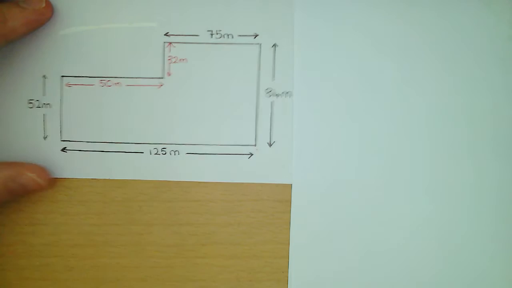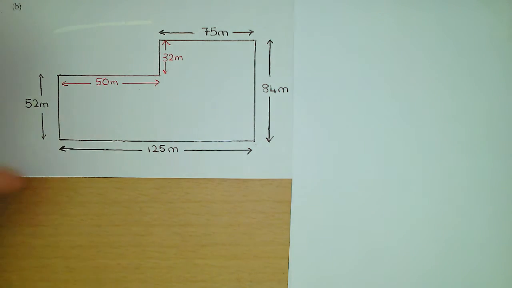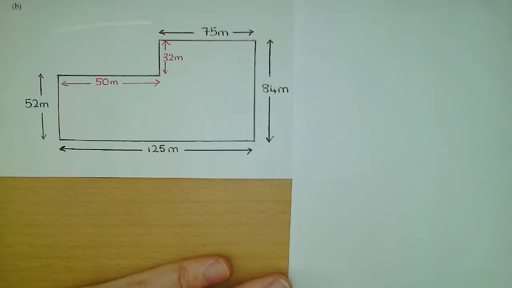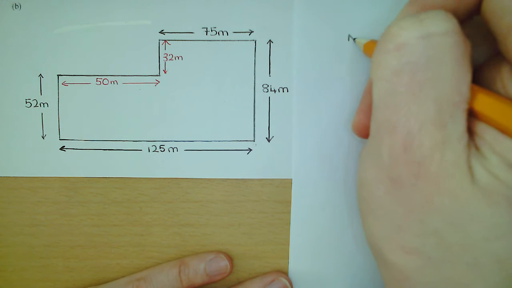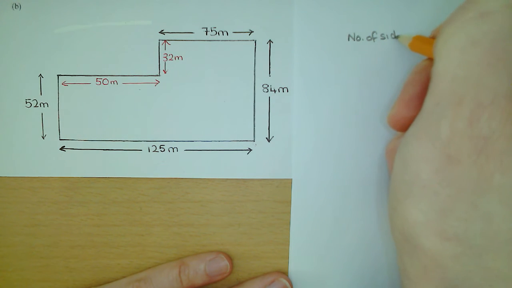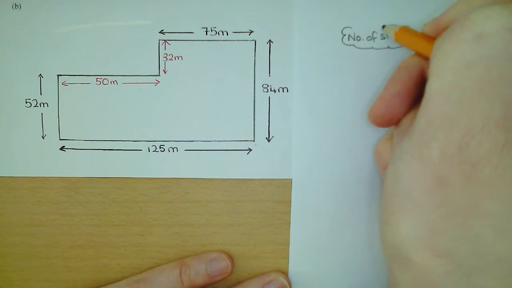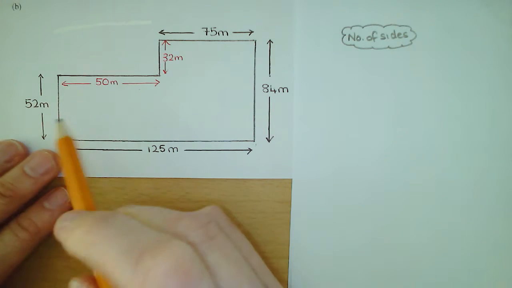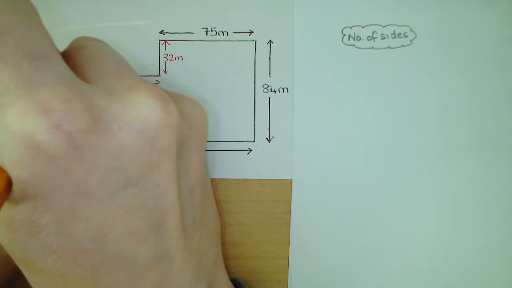Now, we know all the sides, but before we start adding them together, we're going to work out how many sides there are. So remember, we always work out the number of sides. And in order to do that, you choose a corner to start with. So I'm going to let the starting corner be here.